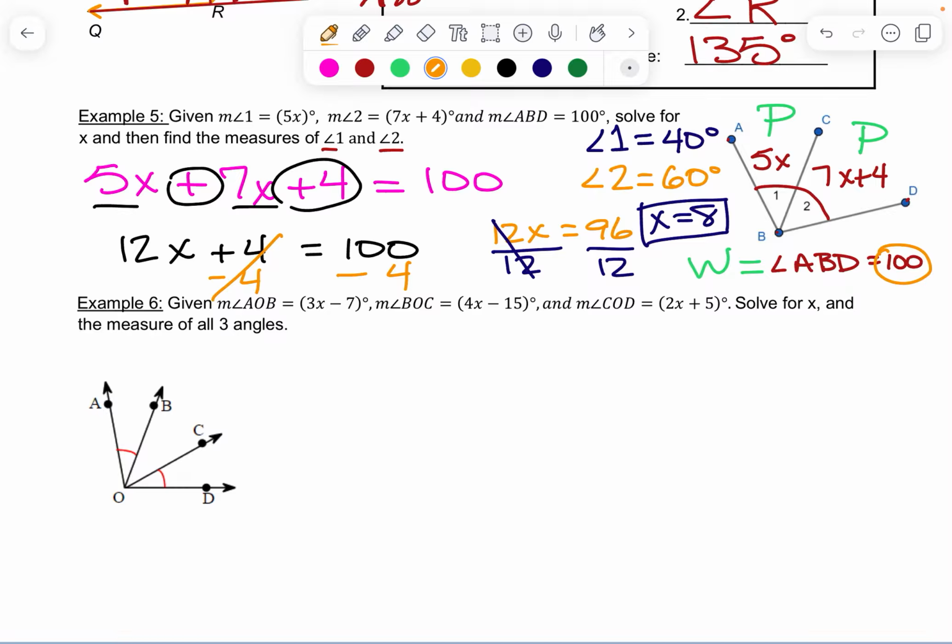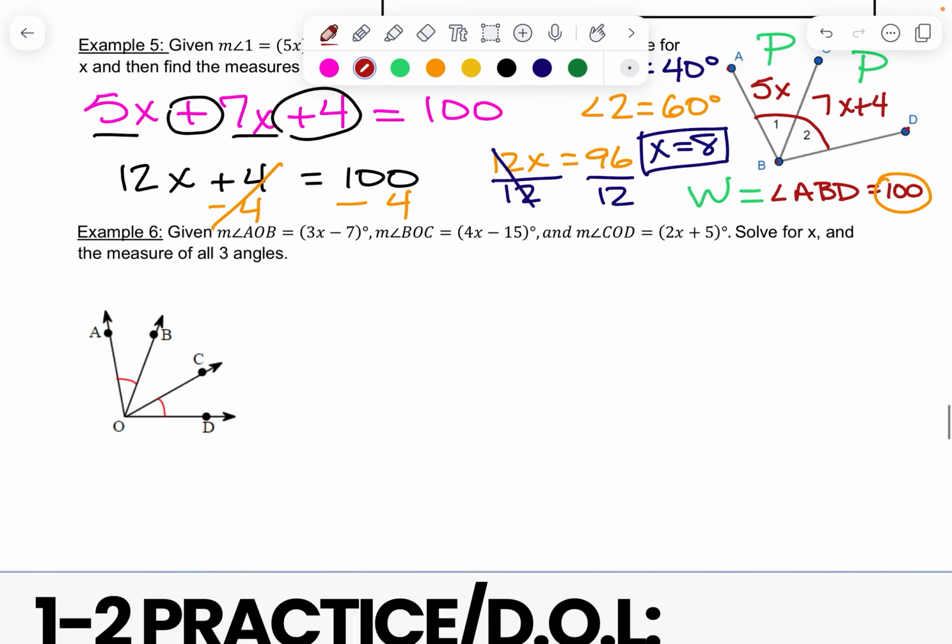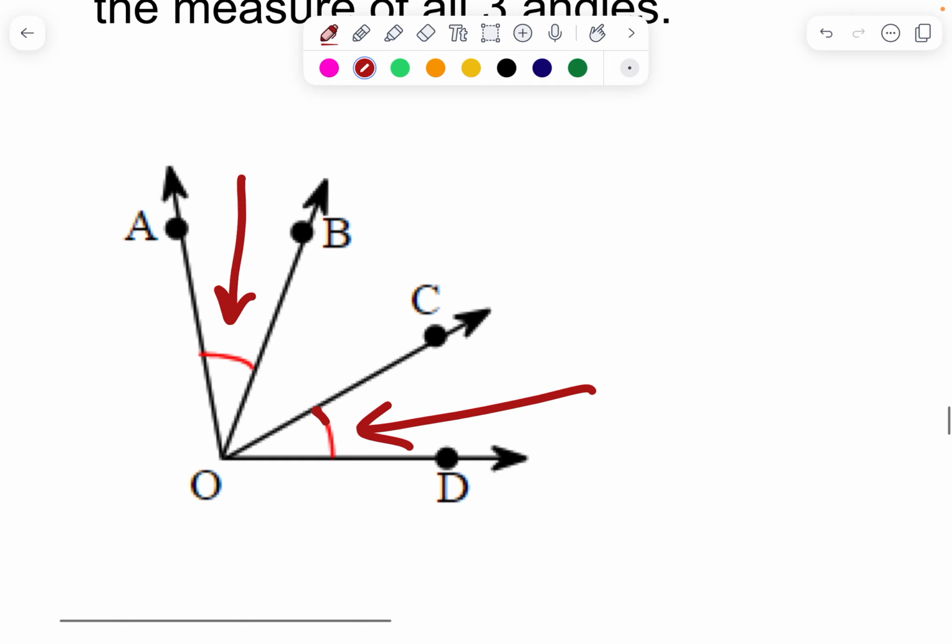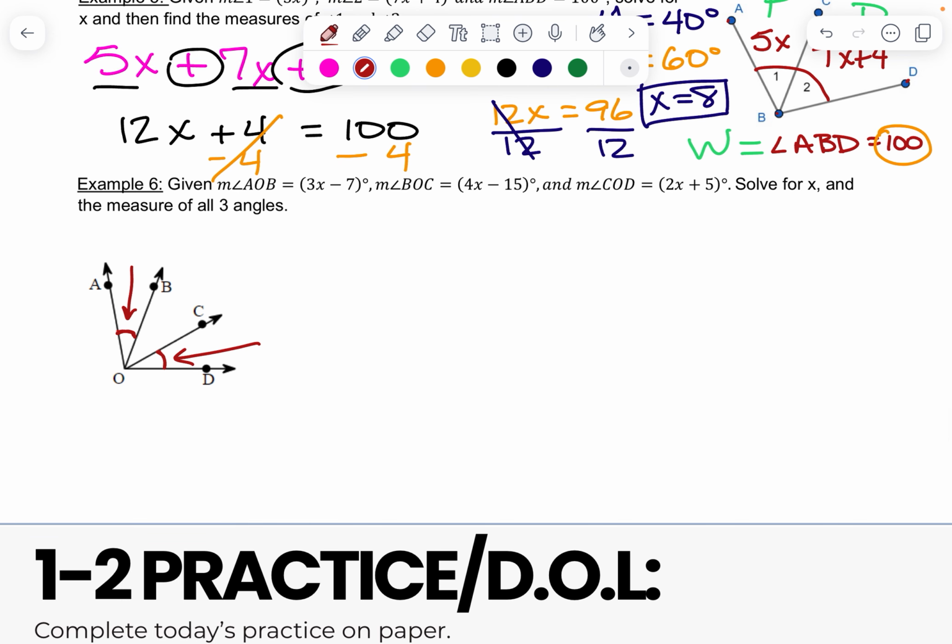The last thing I want to point out on 6 is that anytime in geometry when you see things that have common markings, so right now these two angles have this common marking, they are congruent. So we can say that AOB is equal to COD. Those two angles are congruent.